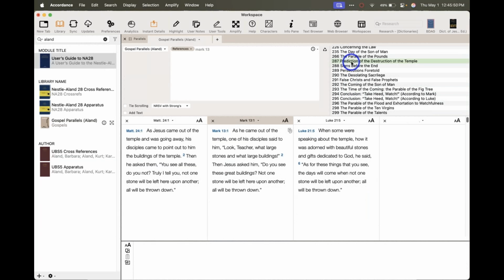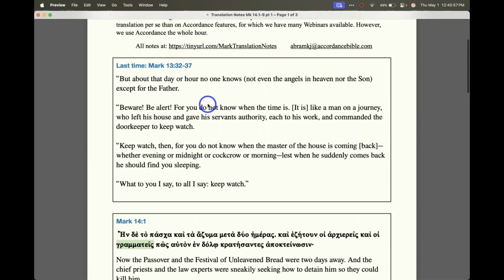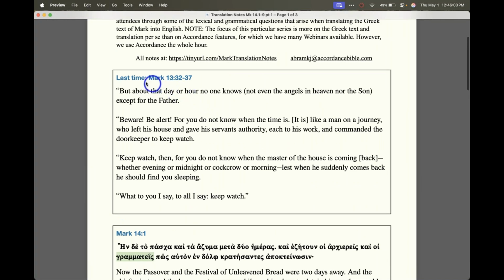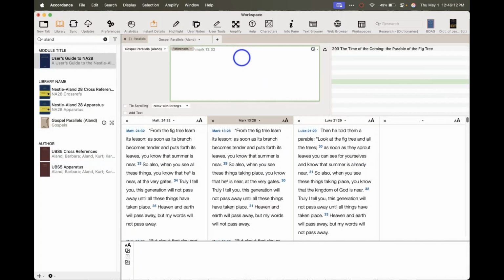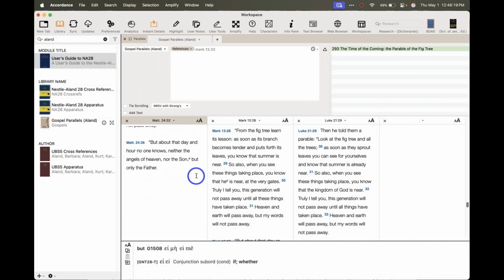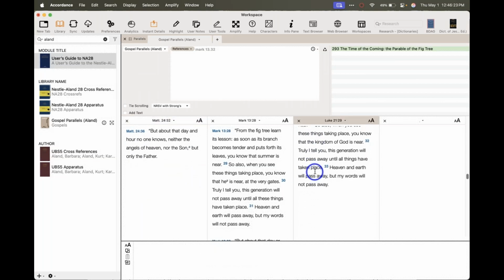But you might even be better served for this particular passage with the synopsis tool to think about, is there something in Mark that I want to look at in particular? A great example would be this verse we looked at last time, about that day or hour no one knows, not even the angels in heaven nor the Son, except for the Father. So for that, go to Mark 13:32, and you're going to get right to one heading in Aland, and you can see here how the other Gospels, both Matthew and Luke, tell this part of the story.